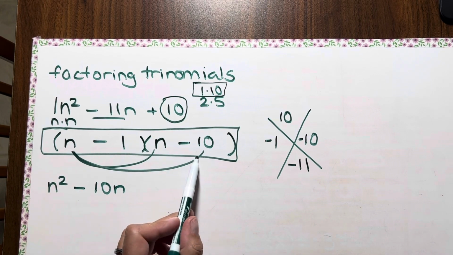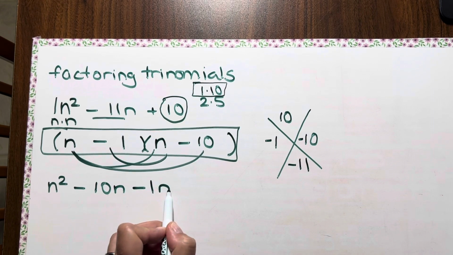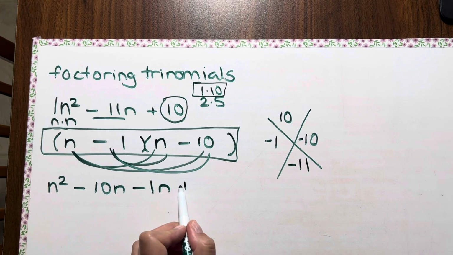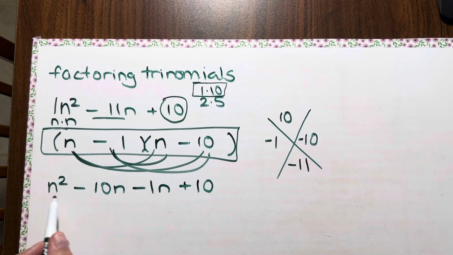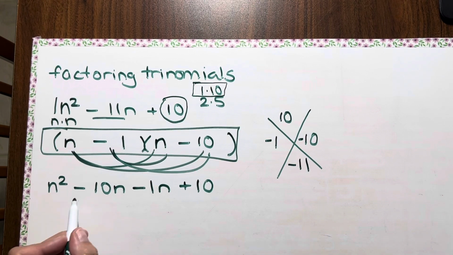So I've used up the first one. Now I'm going to go to negative 1 times n, which is a minus 1n. Negative 1 times negative 10 is positive 10. You can see some of these numbers are the numbers we had over here in our X. I'm going to combine my like terms.